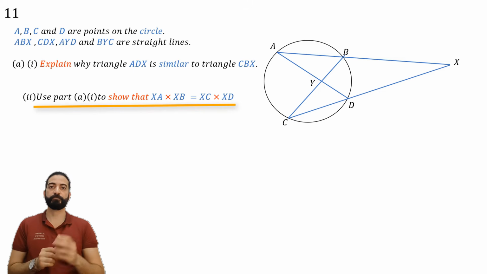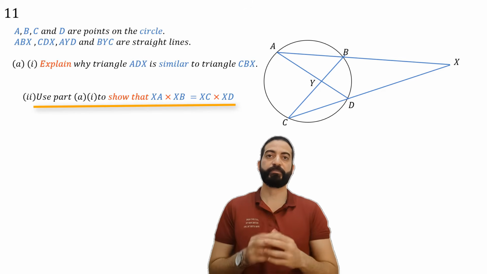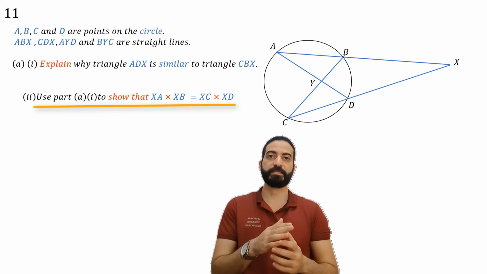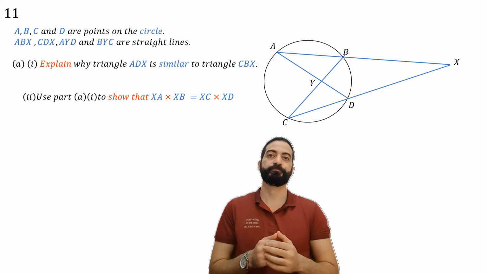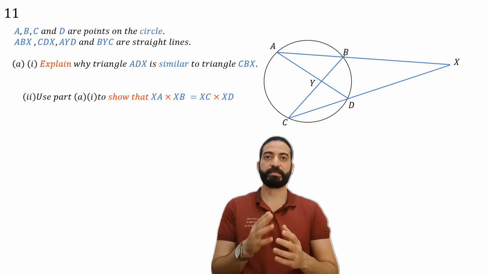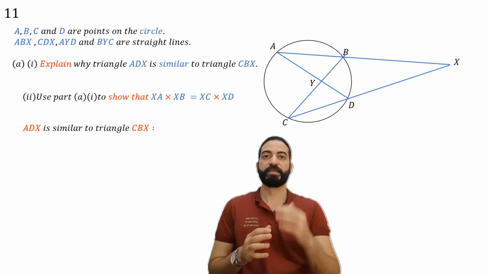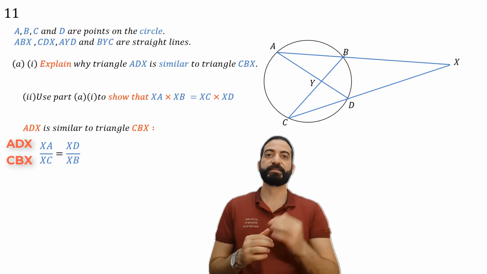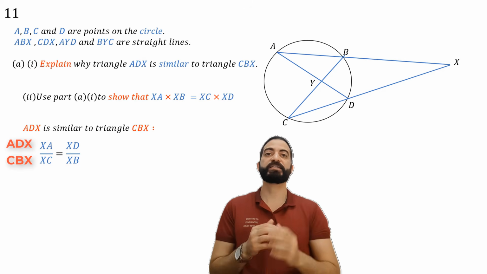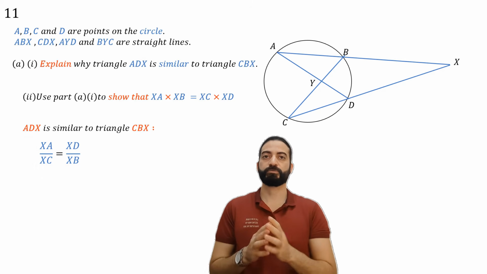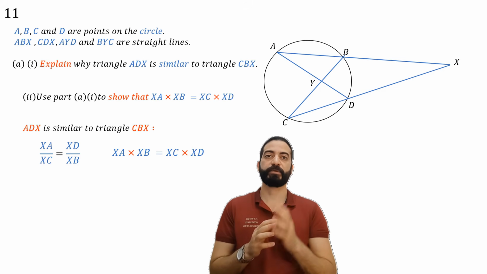Use part A to show that XA times XB equals XC times XD. Because ADX is similar to triangle CBX, this means that XA over XC equals XD over XB. Now, if we cross multiply, we will get this form. We now move to part B.